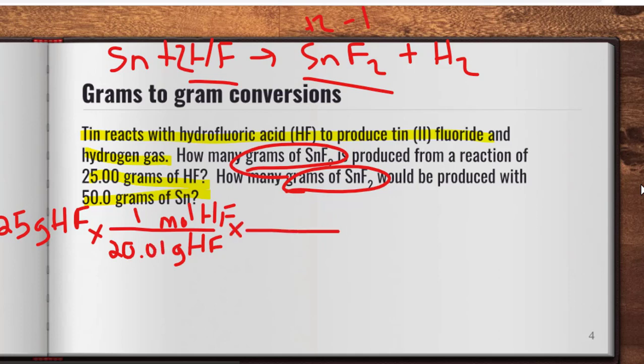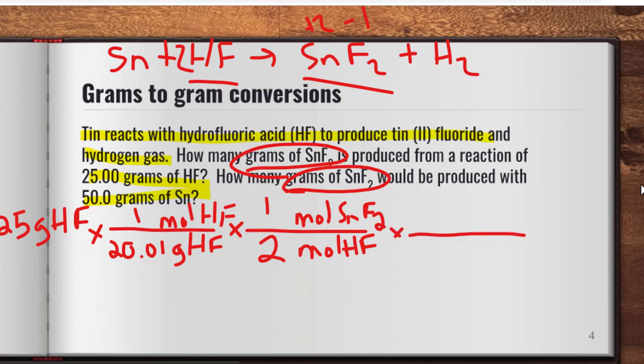Go to the next step. Again, whatever units are on top of the previous step go in the bottom of the next. So you have moles of HF, and it's asking for SnF2, so we need to convert that to moles. We use the mole ratio from the balanced chemical equation, so there's a 2 in front of HF. There's a 1 in front of SnF2.